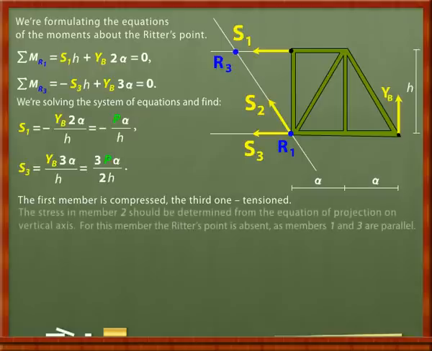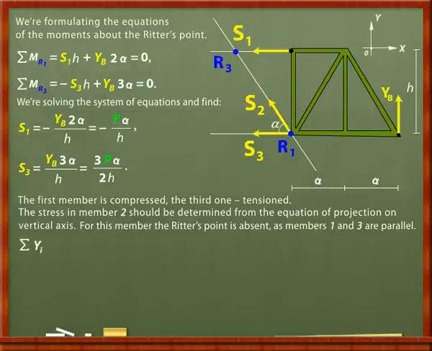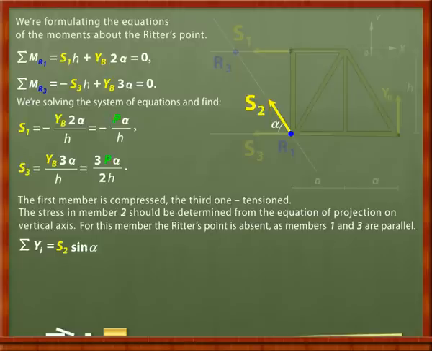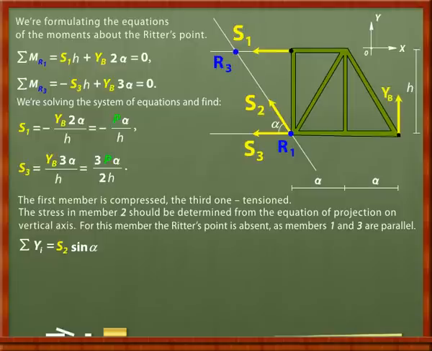The stress in member 2 should be determined from the equation of projections on vertical axis. For this member, the Ritter's point is absent, as members 2 and 3 are parallel. The sum of all forces projections on the y-axis is S2 multiplied by sinus alpha. We're taking the projection of force positive, as the force and an axis are directed on one side. Positive YB. We're taking the projection of force positive as the force and an axis are directed on one side.